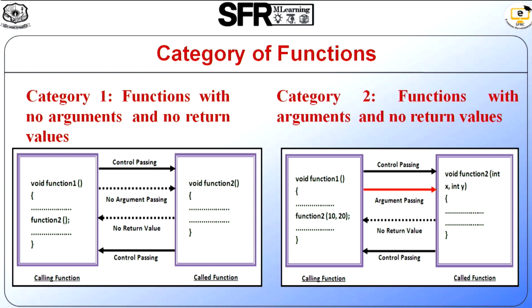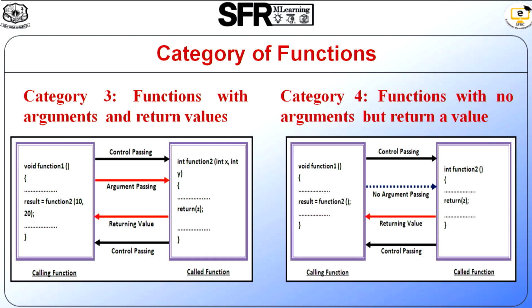The second category is functions with arguments and no return values. That means the function can accept arguments as input, but does not return any value. This is a one-way communication. One function can send data, but not receive any value.